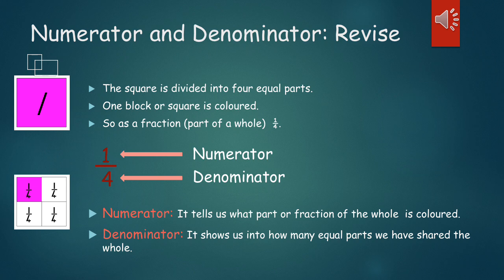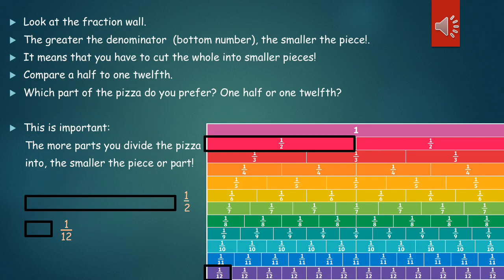Numerator, it tells us what part of the fraction or the whole is colored. Denominator, it shows us into how many equal parts we have shared the whole. Look at the fraction wall. The greater the denominator, the bottom number or the donkey, the smaller the piece. It means that you have to cut the whole into smaller pieces.